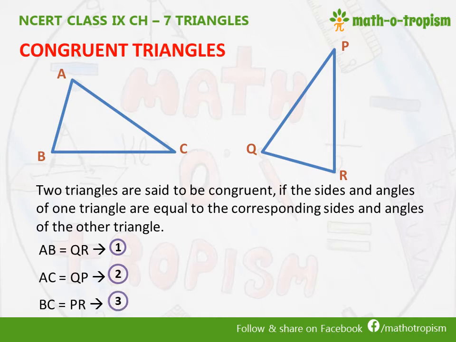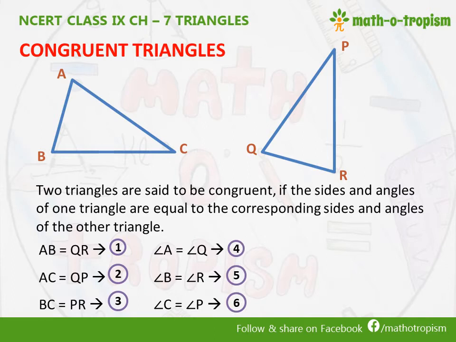And similarly, when we talk about the angles, angle A is corresponding to angle Q. That means both the angles are equal. Similarly, angle B is equal to angle R, and finally angle C is equal to angle P. It means all the corresponding sides and angles are equal. So in this case, we can say that triangle ABC is congruent to triangle PQR.